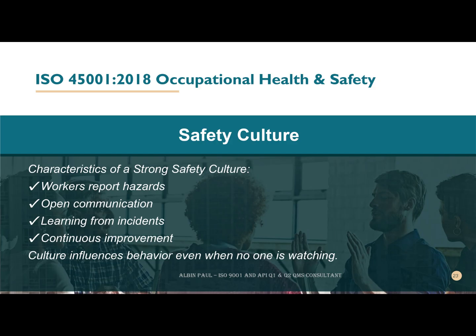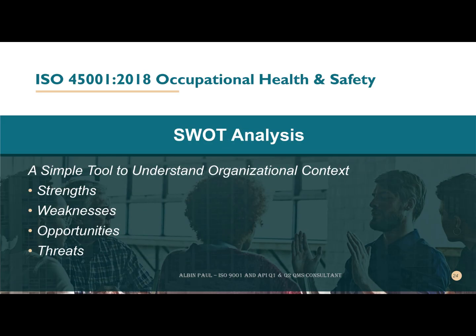Let us consider a manufacturing company. Strengths may include an experienced workforce, strong leadership commitment, modern machinery, excellent safety culture. Weaknesses could be poor preventive maintenance, high employee turnover, limited safety training, insufficient supervision. Opportunities may include introducing wearable safety technology, digital inspection systems, government safety grants, employee wellness initiatives. Threats might include aging equipment, increased competition, shortage of skilled workers, supply chain disruptions.